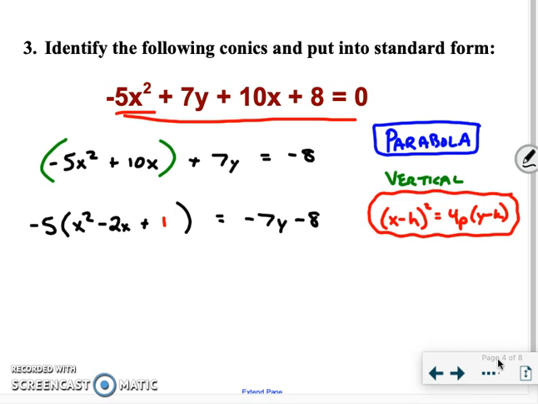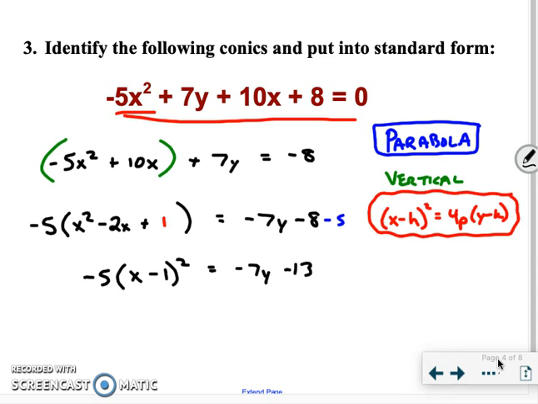So it looks like we're adding positive 1 on the left side, so we should think about adding positive 1 on the right side. But if we do that, it is a mistake because I'm not actually adding positive 1 on the right side. I'm actually adding negative 5 on the right side because of this scalar we have to consider. So if I'm adding negative 5 to the left, I have to add negative 5 to the right side. The whole reason for this is I have to turn this set of parentheses into a binomial squared. So I have negative 5 times the quantity of x minus 1 squared is equal to, now on the right side, negative 7y minus 13.